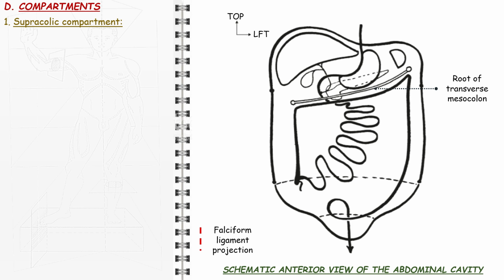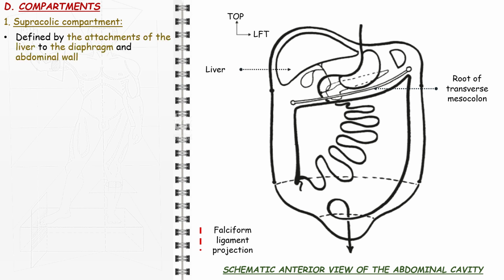The subdivisions of the supracolic compartment are defined by the attachments of the liver to the diaphragm and abdominal wall. Place the fingers of one hand above the liver to the right of the falciform ligament and push backwards. Your fingers are prevented from going further by the upper layer of the coronary ligament.